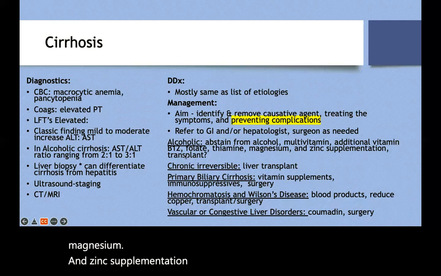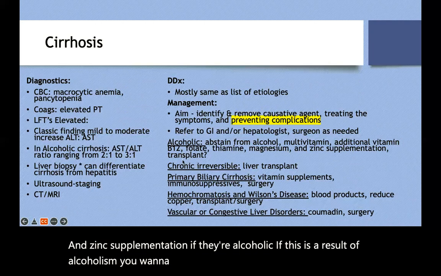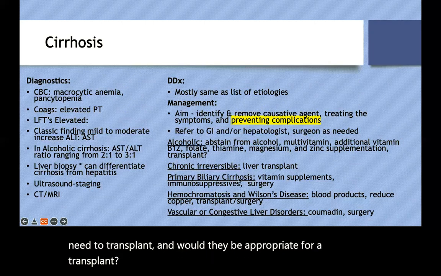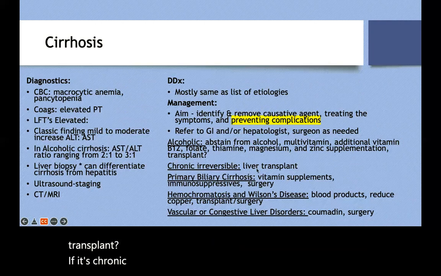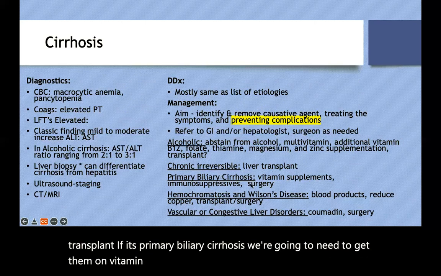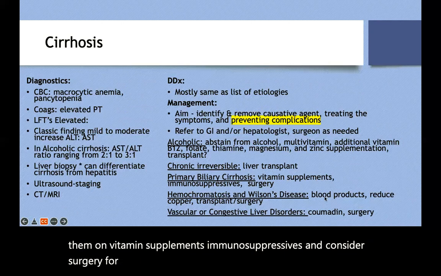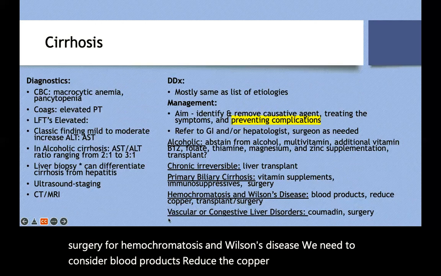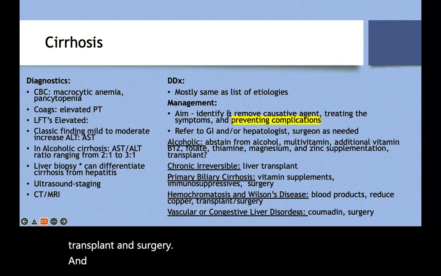If this is a result of alcoholism, you want to question whether this patient would need a transplant and would they be appropriate for a transplant. If it's chronic and irreversible, these patients will need a liver transplant. If it's primary biliary cirrhosis, we're going to need to get them on vitamin supplements, immunosuppressives, and consider surgery. For hemochromatosis and Wilson's disease, we need to consider blood products, reduce the copper, and transplant and surgery. And then vascular or congestive liver disorders, we need to consider, of course, blood thinners and surgery.